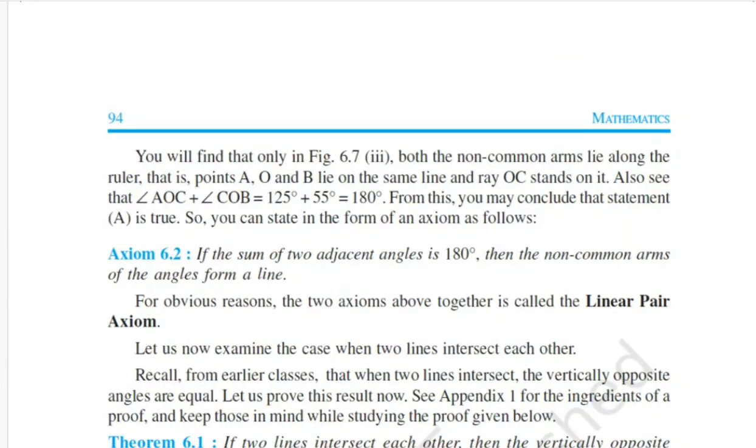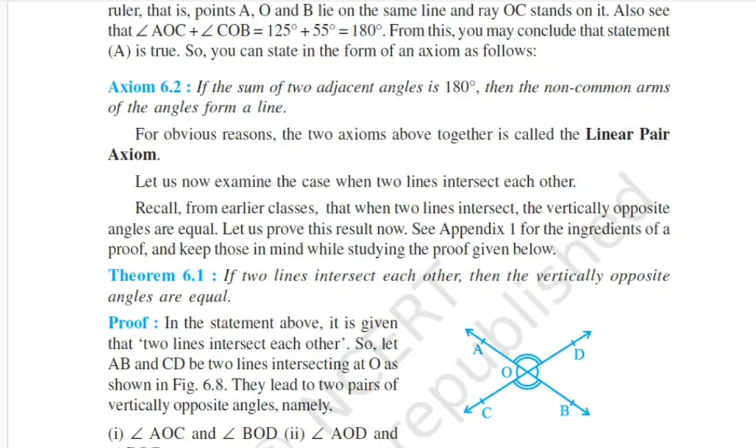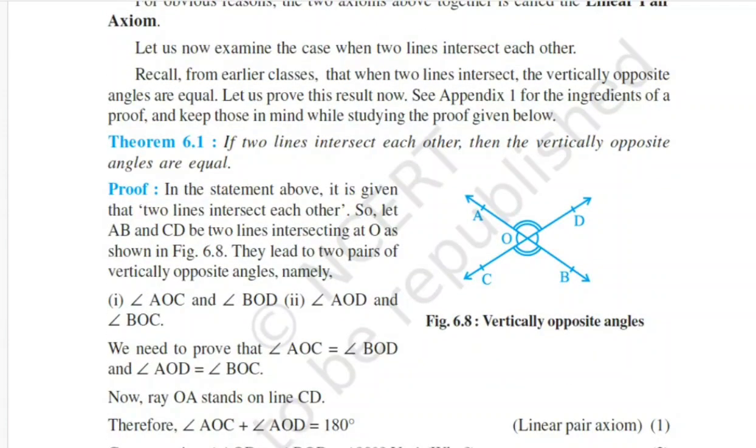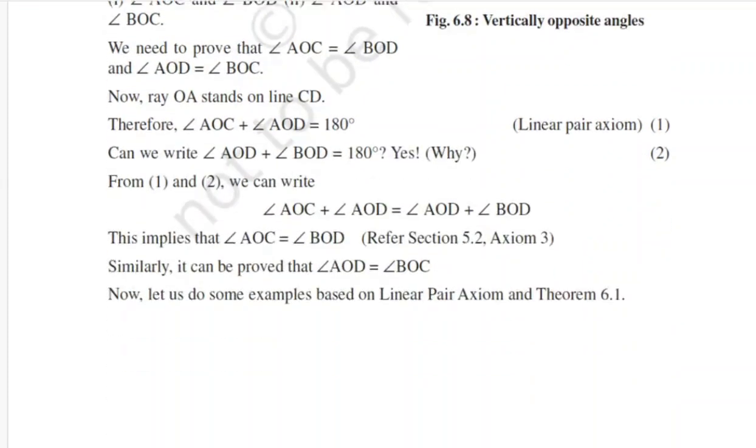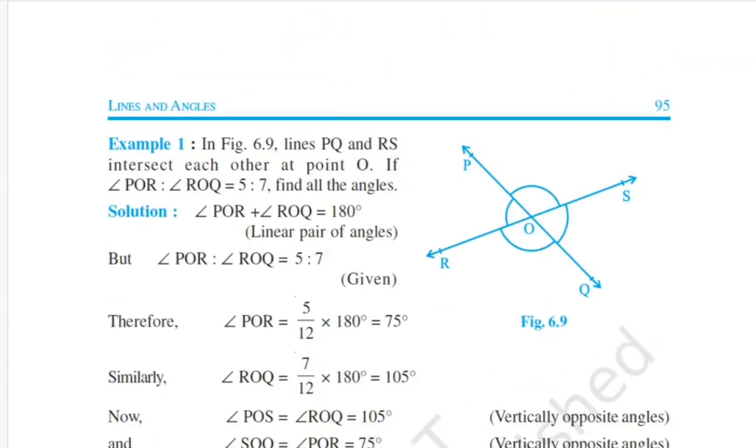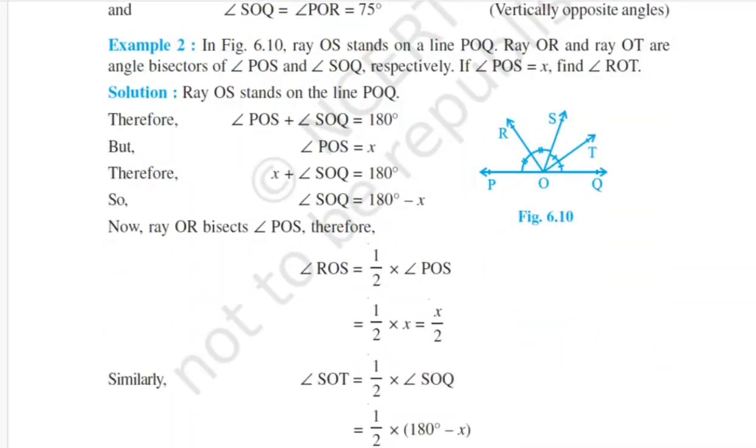Axioms of chapter 6, all the axioms should be clear, all the rules should be clear. Theorem, see the theorem, theorem 6.1: if two lines intersect each other, then the vertically opposite angles are equal. Go through all these questions. These are very important. Certainly some examples are there. You go through that also.